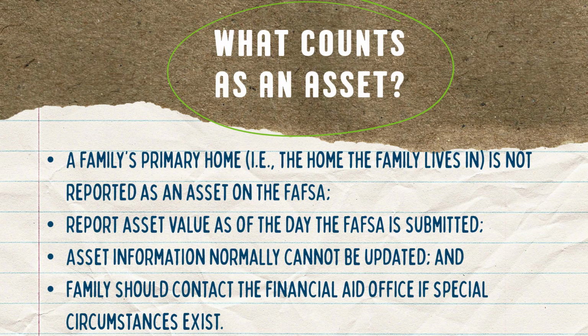What counts as an asset? Determining what counts as an asset can be confusing, so here are some tips to help. There will also be help text in the FAFSA application as well. A family's primary home, as in where the family lives, is not reported as an asset on the FAFSA. Report the asset value as of the day the FAFSA is submitted. Asset information normally cannot be updated, and the family should contact the financial aid office if special circumstances exist.